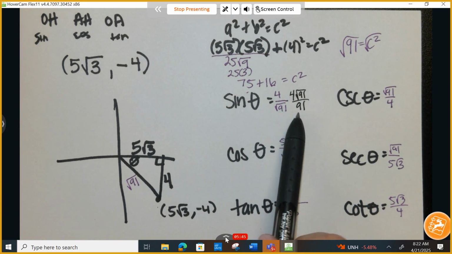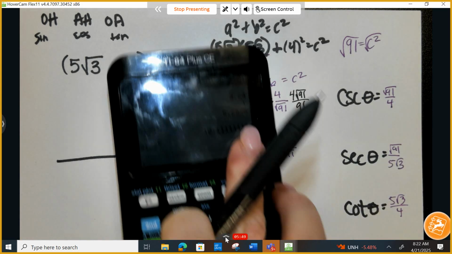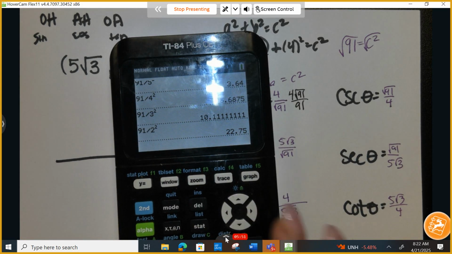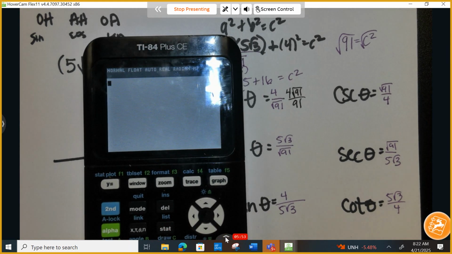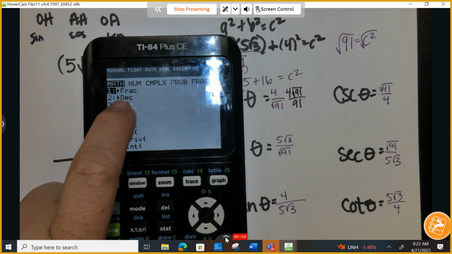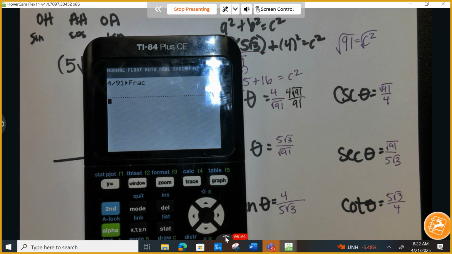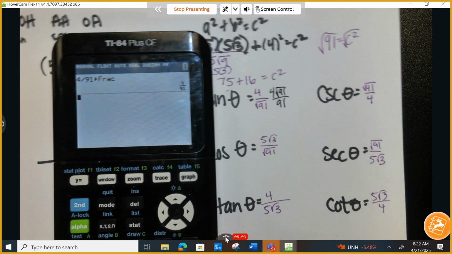See how there's 3 different terms here? These 2 are like terms. They don't have a square root. Please grab your calculator so you can learn how to use this correctly as a tool. We're going to take 4 and divide it by 91. On the left-hand side, you're going to see the button that says Math. When you hit Math, we can see that fraction is highlighted. Press Enter twice, and we can see that 4 over 91 does not simplify.